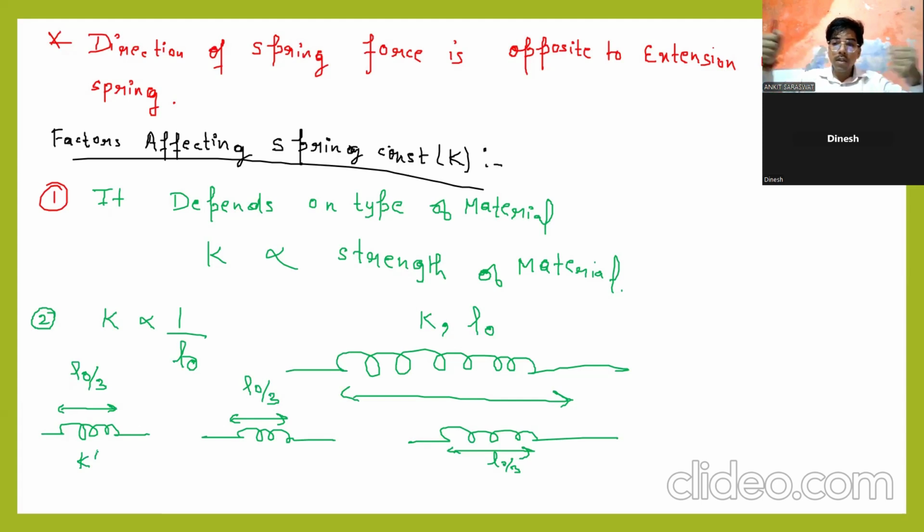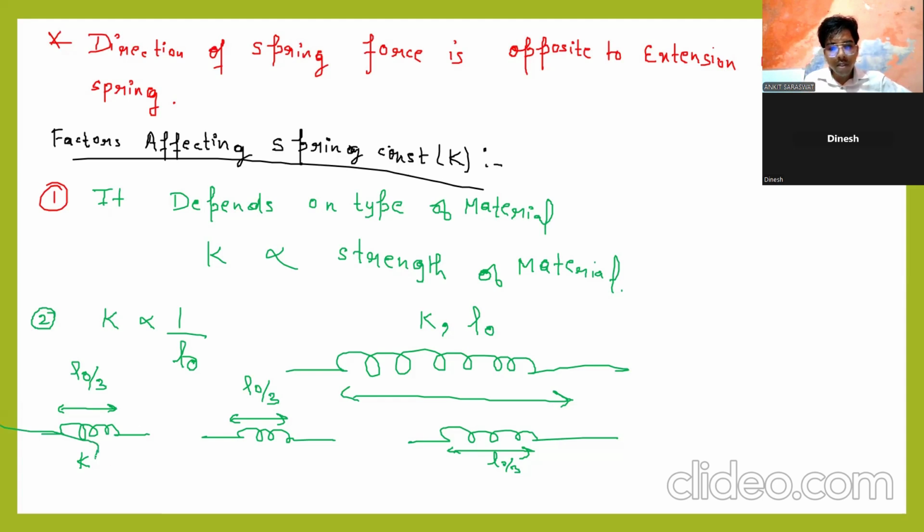If the spring is big, the length is big, you can easily break this. But if you take a very small length of the spring, it is not easily breakable. You can do the experiment also. If the spring is very large, you can break it. But if the spring is small, it is not easily breakable, because when the length of the spring is less, K is more.